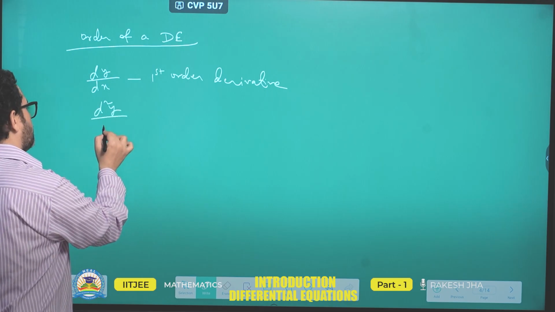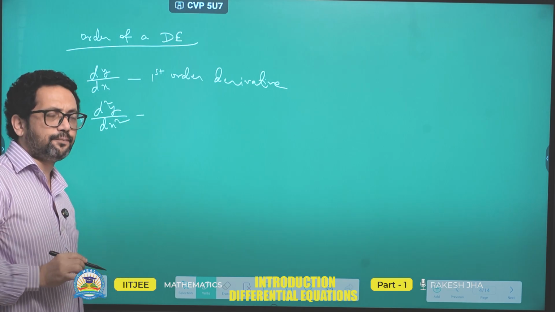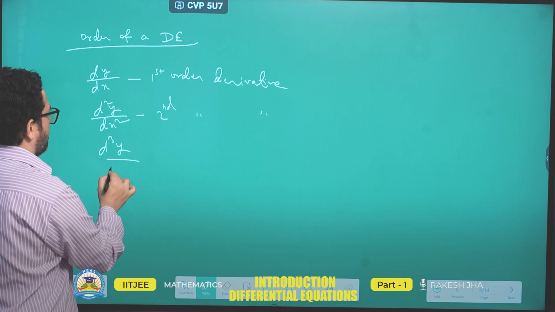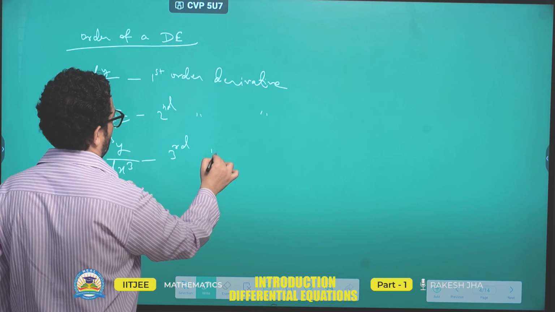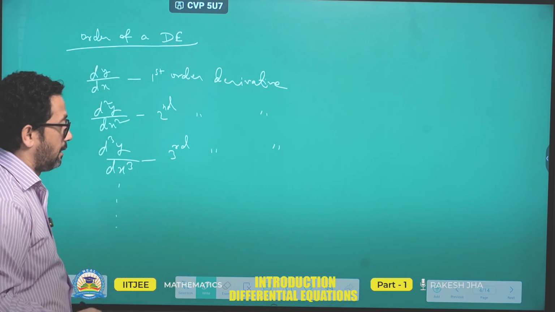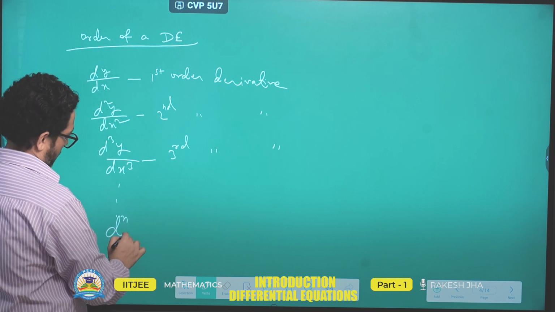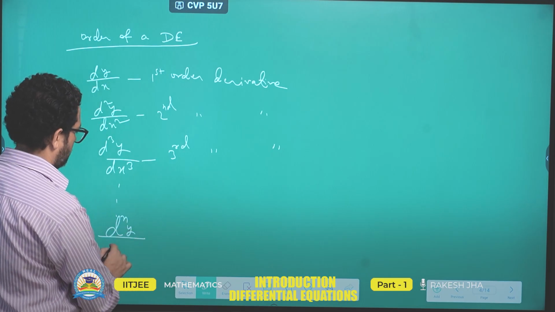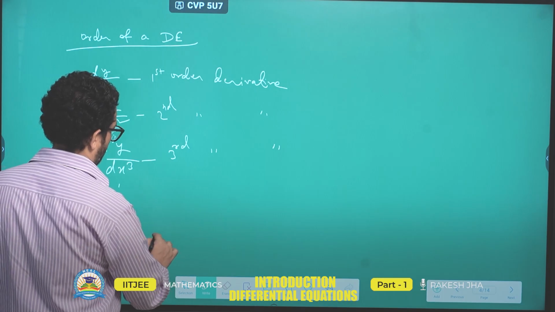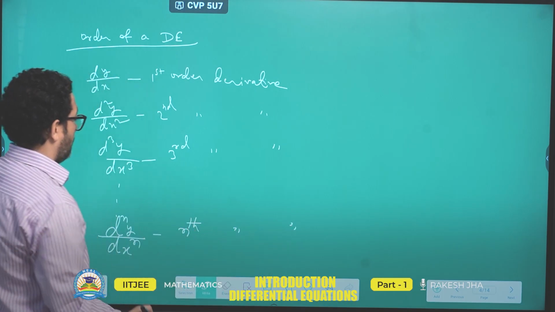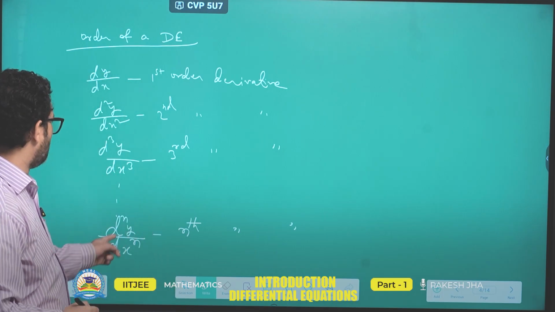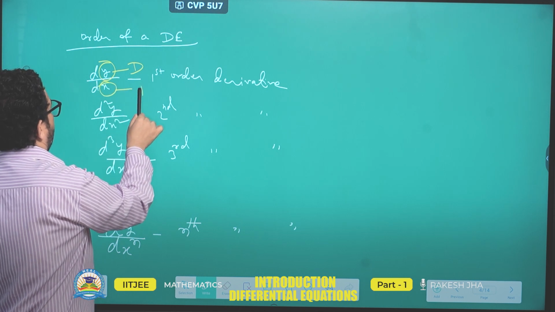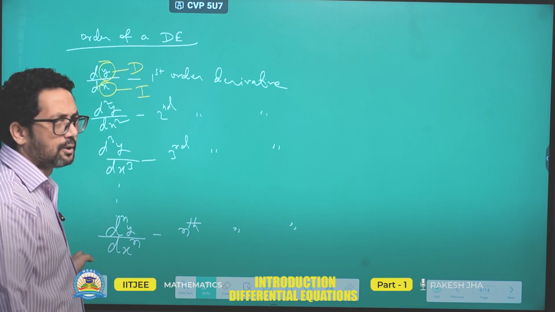If you take d2y upon dx square, then it's two times differentiation, so we say here second order derivative. d3y upon dx cube is a third order derivative. In a similar way, we can have the nth order derivative, d^n y upon dx^n. Nth order means n times differentiation. Here again, to make it clear, y is the dependent variable and x is the independent variable. Similarly for the other order derivatives.